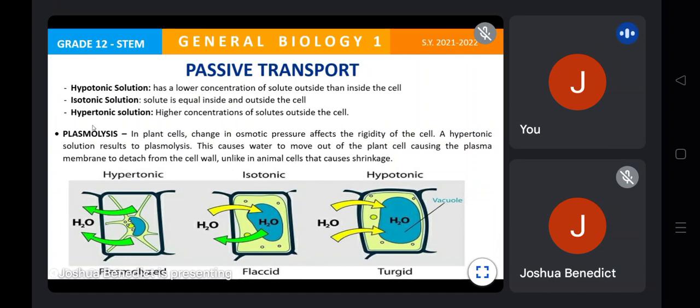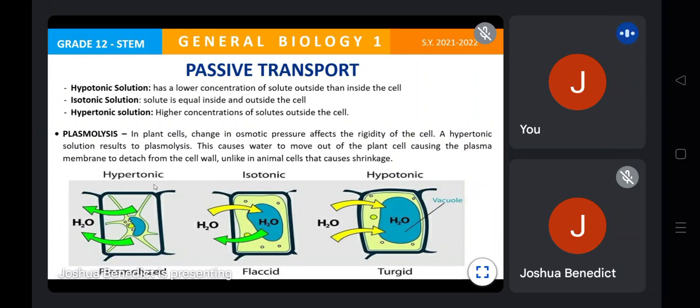Plasmolysis is when the water moves out of the plant cell, wherein the plasma membrane or the cell membrane detaches from the cell wall. Tingnan nyo dito, nag-detach na siya. So, ang tawag na ngayon sa itsura ng cell ay plasmolyzed. Pero kung animal cell ito, shrinkage or nag-shrink. Okay?